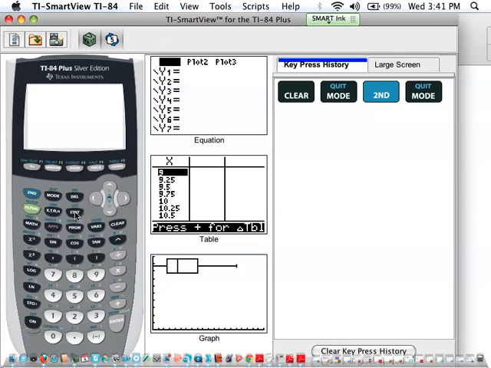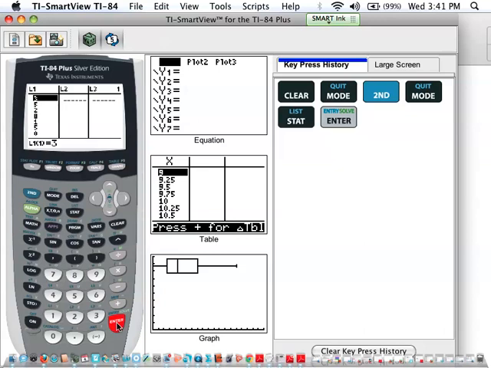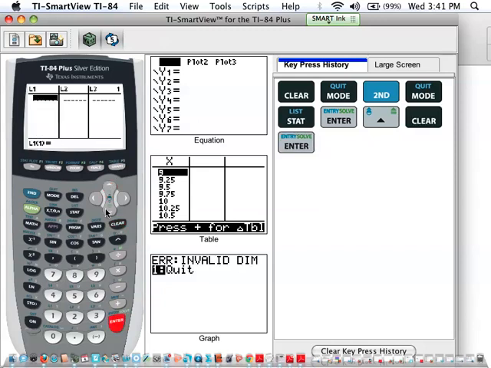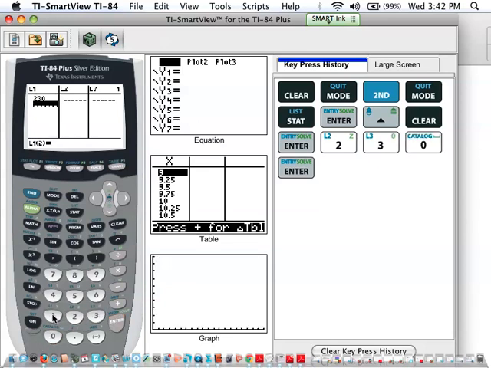So we'll start by going to Stat. You can see it's on Edit, so if you just hit Enter, it will bring up your lists. If there's something in your list, you need to arrow up and clear that data from your list. And then you can begin to enter your list. So now you can enter the values given in your data set.